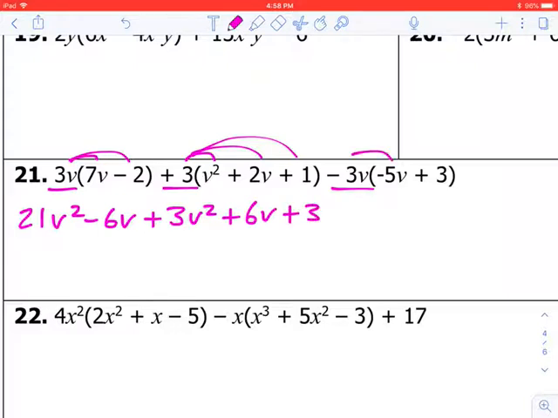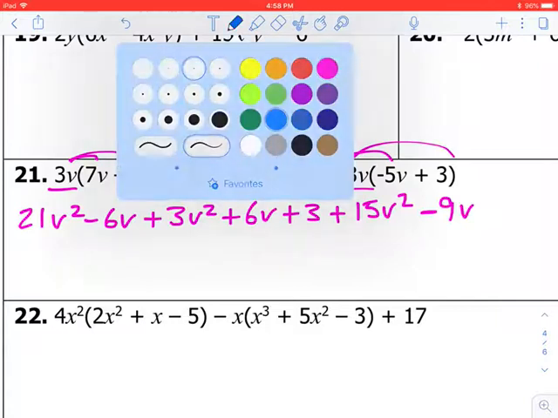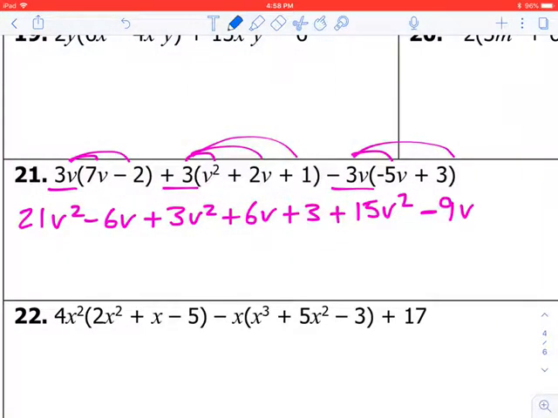And now the last one. This is not just 3V, this is negative 3V. So negative times negative is positive. 15, V times V is V squared. And then negative times positive is negative, so negative 9 with a V. Okay? So now, again, look at your like terms. The highest exponent is 2.